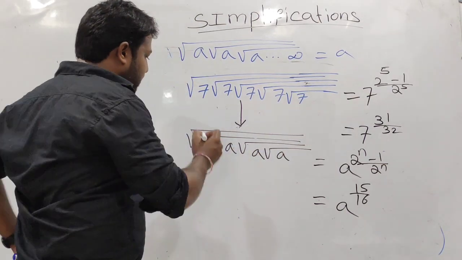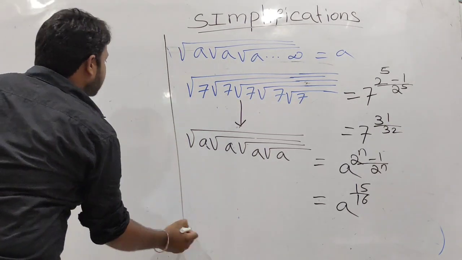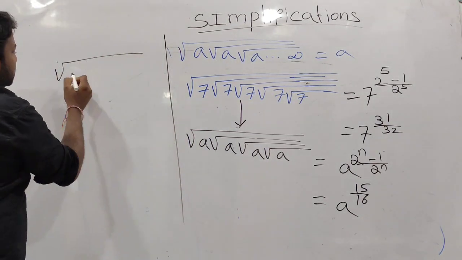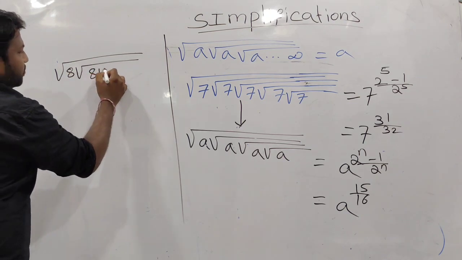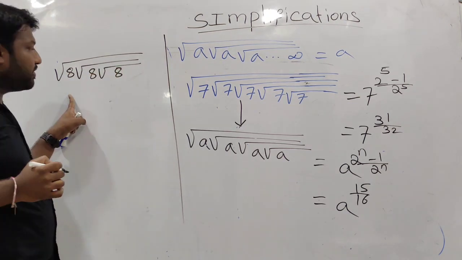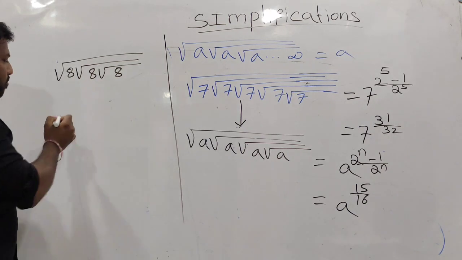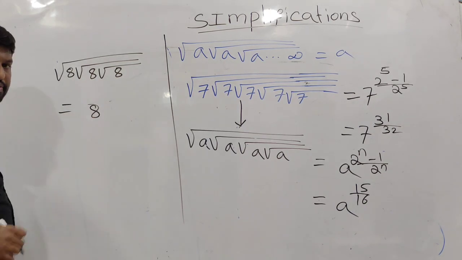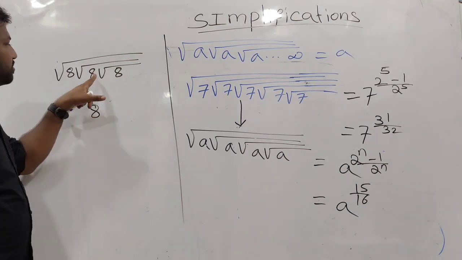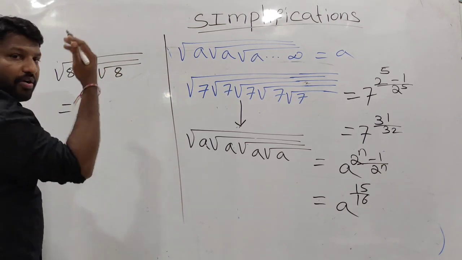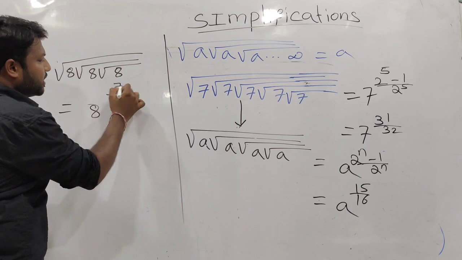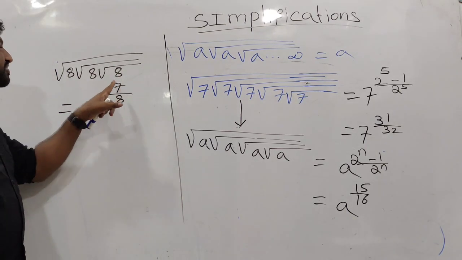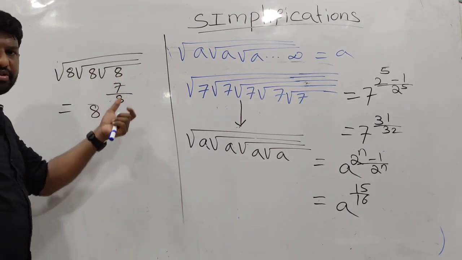Suppose I have given one question like this: root 8. Solve this. If only 3 terms are there, root 8, what will I do directly? 8 to the power of, how many terms are there? 1, 2, 3. 3 terms. So 2 power 3. What is 2 power 3? 8. So write 8 in the denominator and 7 in the numerator. So 8 to the power of 7 by 8. Okay, directly you can write like this.